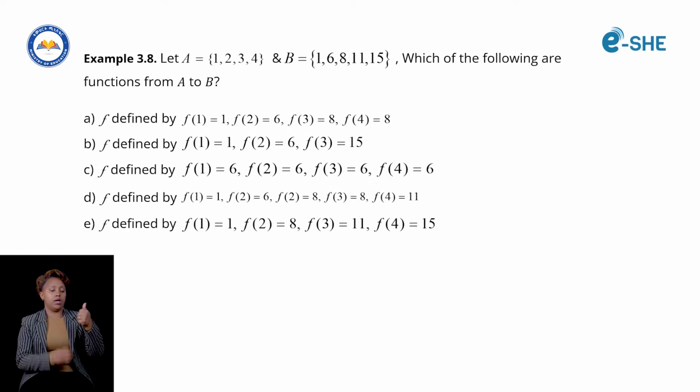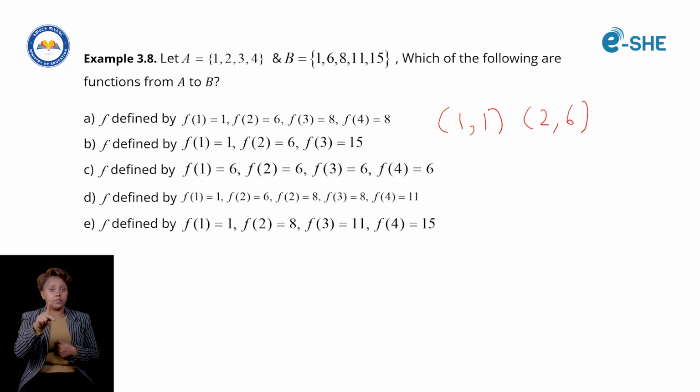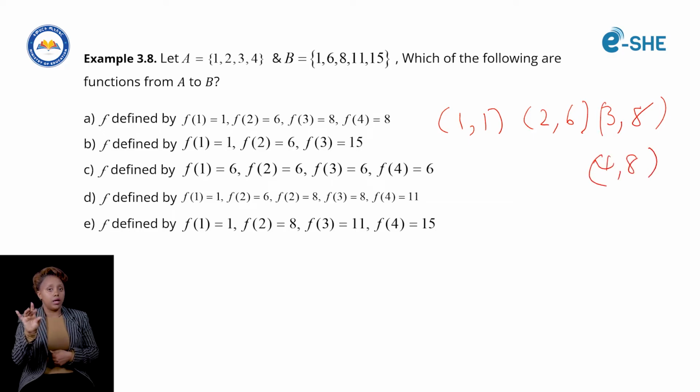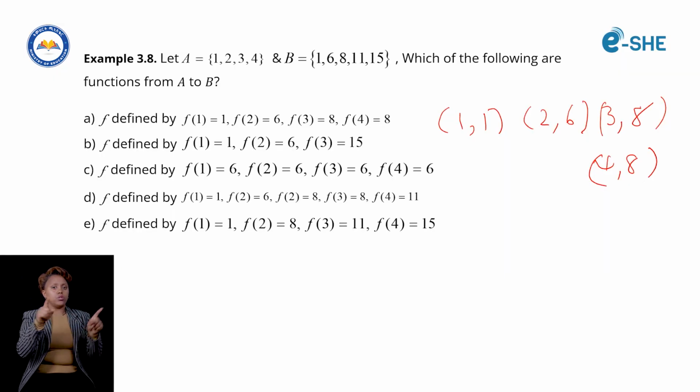Let's see examples of this sort to help us elaborate whether the given relations are functions or not. If we consider the first one, f(1) = 1, it means 1 is mapped into 1, 2 is mapped into 6, 3 is mapped into 8, and 4 is mapped into 8. We see each element of X is mapped into a unique element in Y, but the very important condition is the uniqueness of the dependent variable.